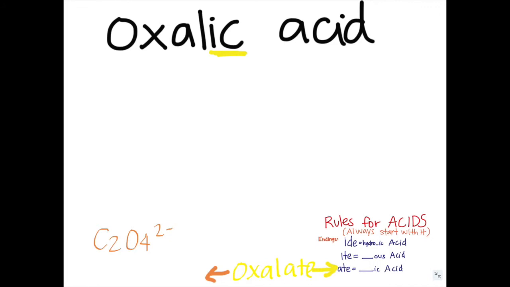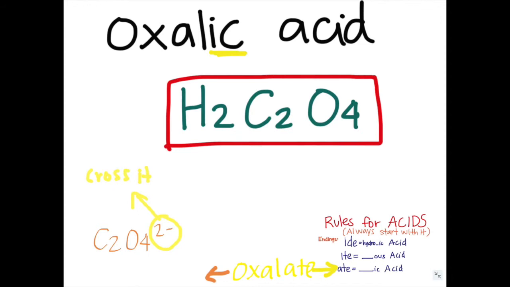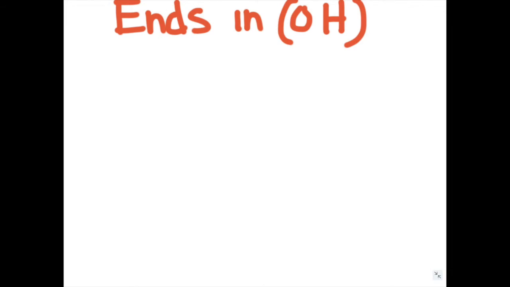So we remember that all the acids start with H. So we cross the -2 and that will give us H2C2O4. Bases. All bases end in OH, and also they're solved like ionic compounds.